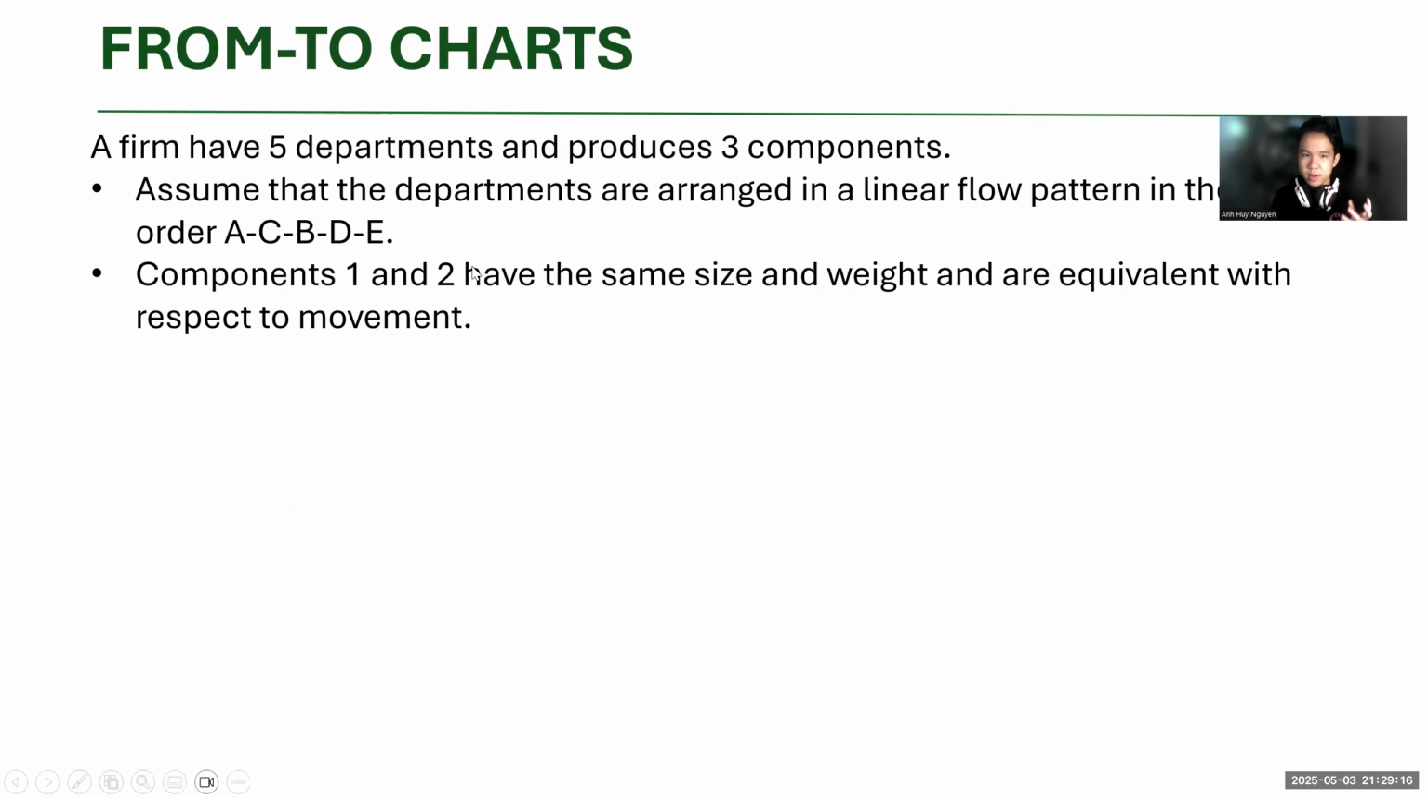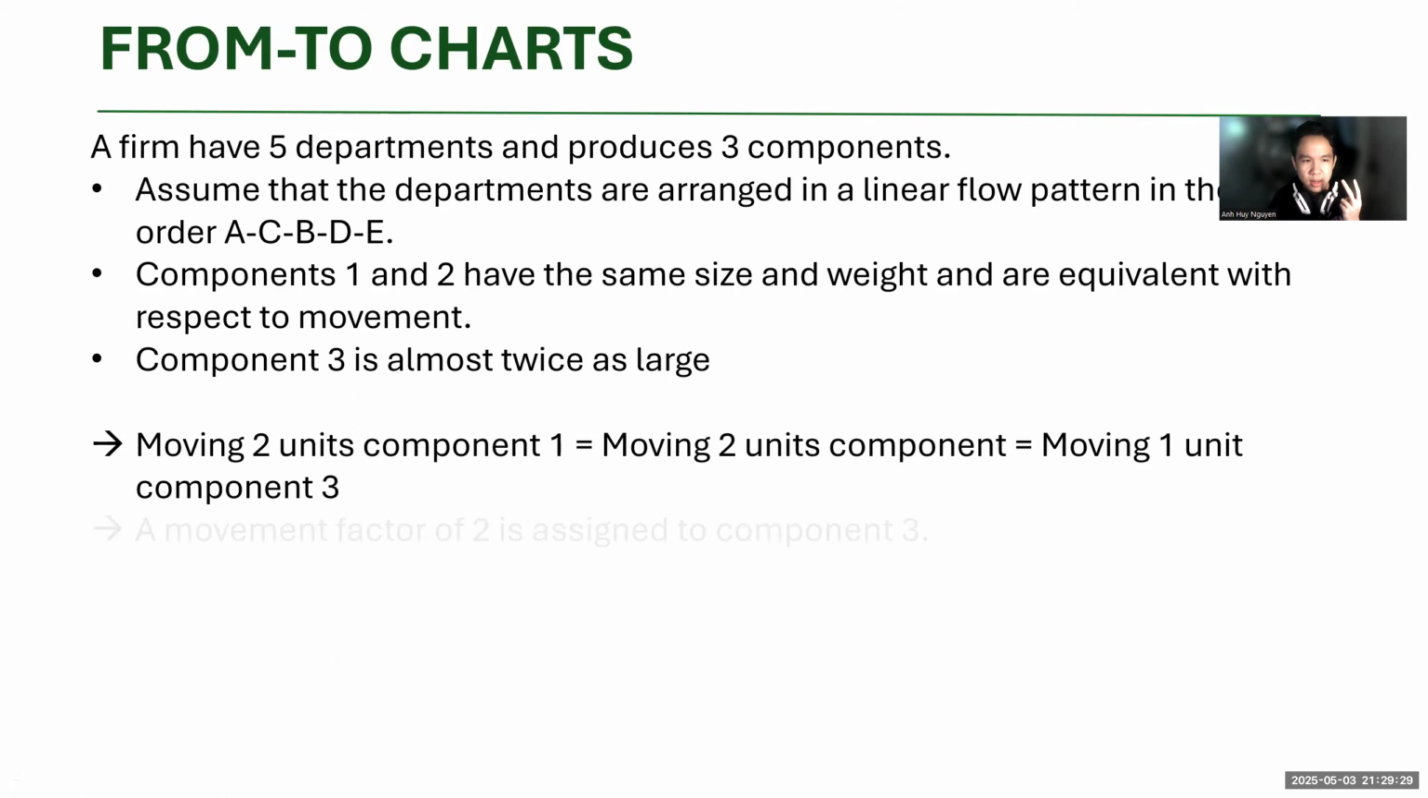And components 1 and 2, because they have the same size and weight, their movement is the same. But component number 3 is 2 times bigger. So moving 2 units of component 1 will equal moving 2 units of component 2. Because they have the same size and weight, 2 of 1 and 2 of 2 will equal moving 1 unit of component 3, because component 3 is twice as large.